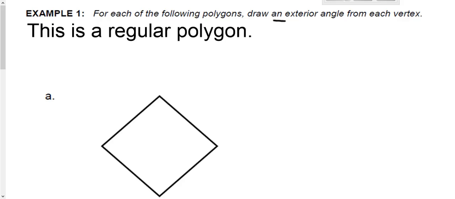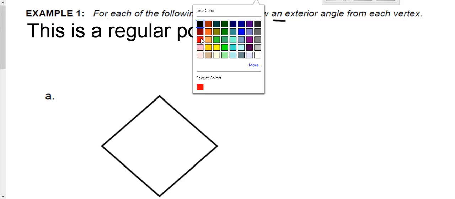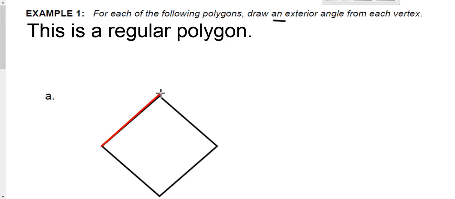So again with the side, take this red. If I start at a vertex and extend the side, go across the side and extend it out, here's my exterior angle. And you could do the rest of them if you wanted. Start at this next vertex, extend it out. We're looking at this angle right here, and so on.